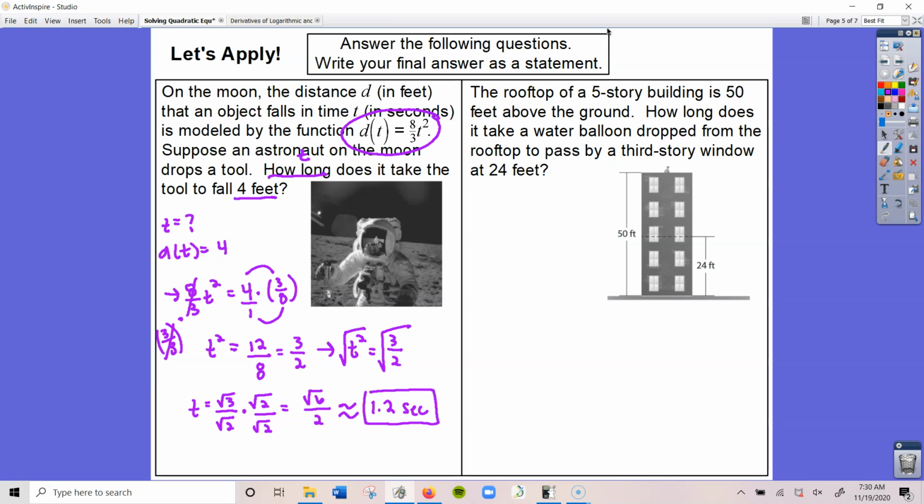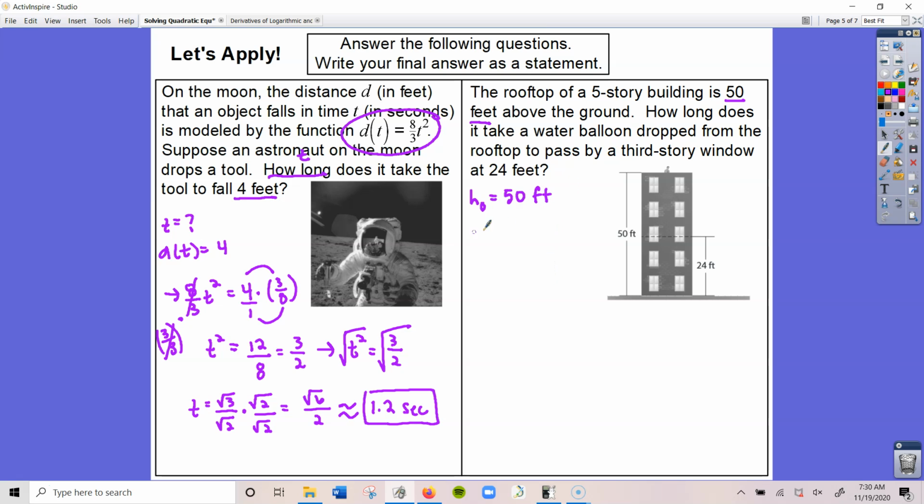For this second example, the rooftop of a 5-story building is 50 feet above the ground. How long does it take a water balloon dropped from the rooftop to pass by a 3rd-story window at 24 feet? Now here, I'm not given distances, I'm given heights. I'm given that the water balloon starts at 50 feet above the ground. This is h0. This is the initial height of the water balloon.